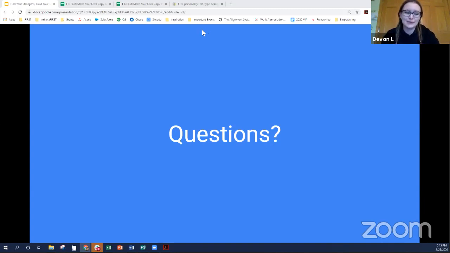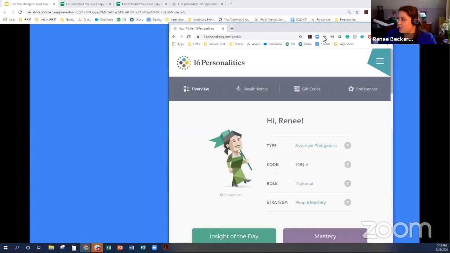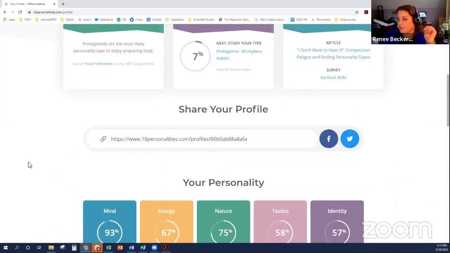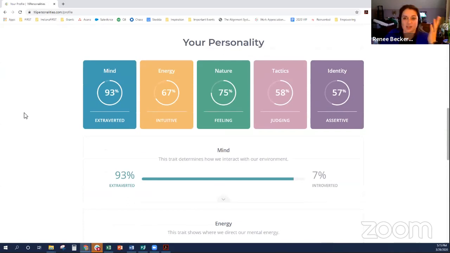So I think that's really cool. All right. So I know we're ready for a break. I did just want to share, this is kind of what your profile looks like. So this is mine. I'm an assertive protagonist and I'm in the role of a diplomat and my strategy is people mastery. And so what I thought is really interesting though is, you know, Devin, exactly what you were saying.